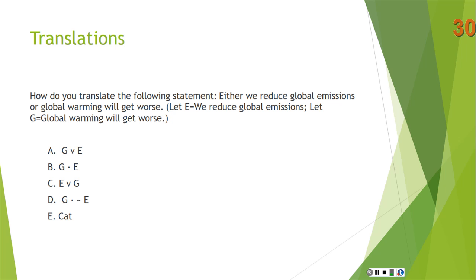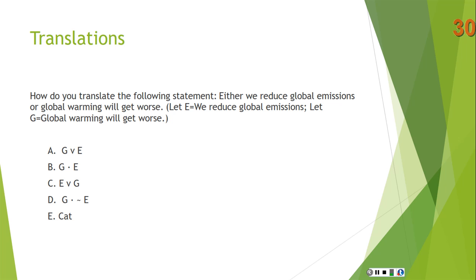If you put G wedge E on the test to translate this statement, either we reduce global emissions or global warming will get worse, you would get full credit because logically it's okay. But it's best if you mirror or reflect the English as best as you can, which puts we reduce global emissions first and global warming will get worse second.